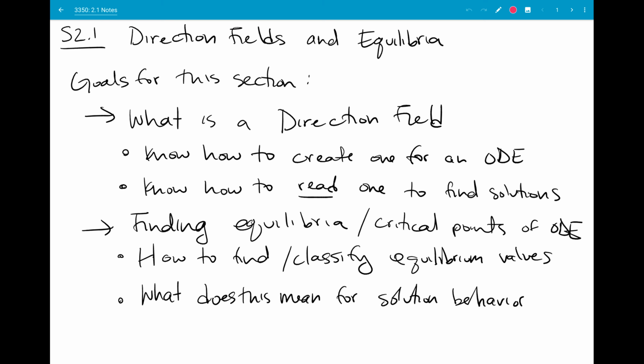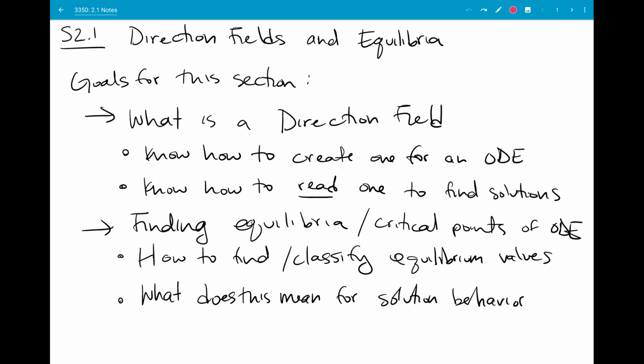So our goals are to, first of all, learn about what is a direction field. And so that's going to come down to two different things. First of all, we're going to learn how to create one for a differential equation. That's a more graphical task. And then we're going to learn how to read one to find solutions. And so that's more about interpretation and understanding what they actually mean.